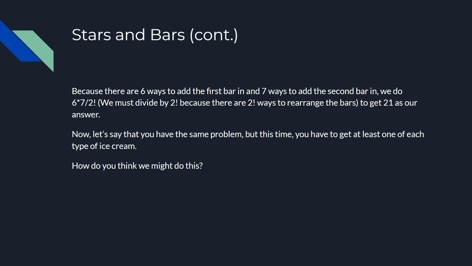So now let's say that we have the same problem, but this time you have to get at least 1 of each type of ice cream. So you have to have at least 1 of ice cream A, at least 1 of ice cream B, at least 1 of ice cream C. So how do you think we're going to do this problem? I'll give you 5 seconds to think about it. Alright.